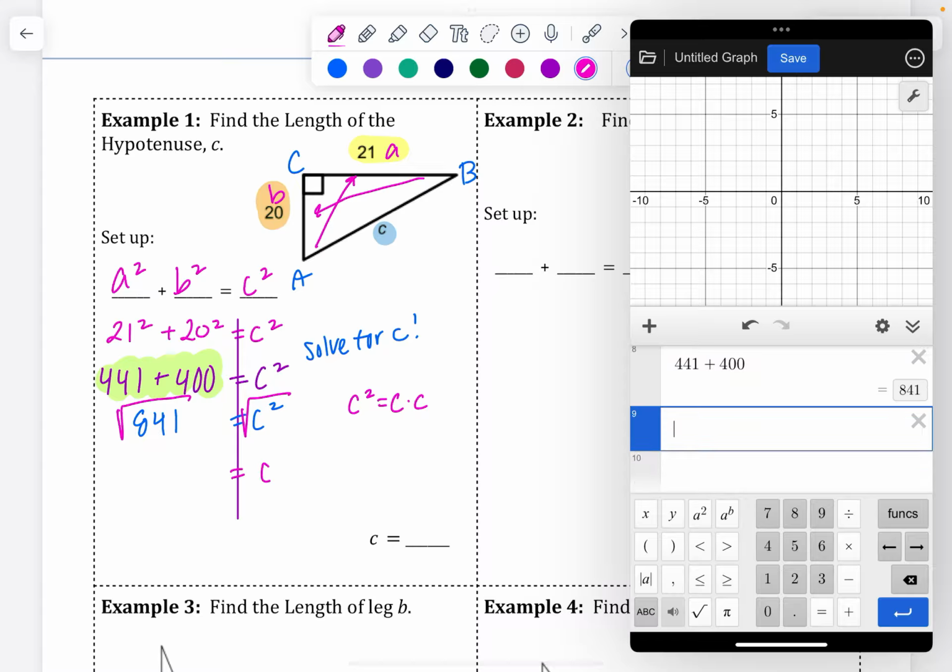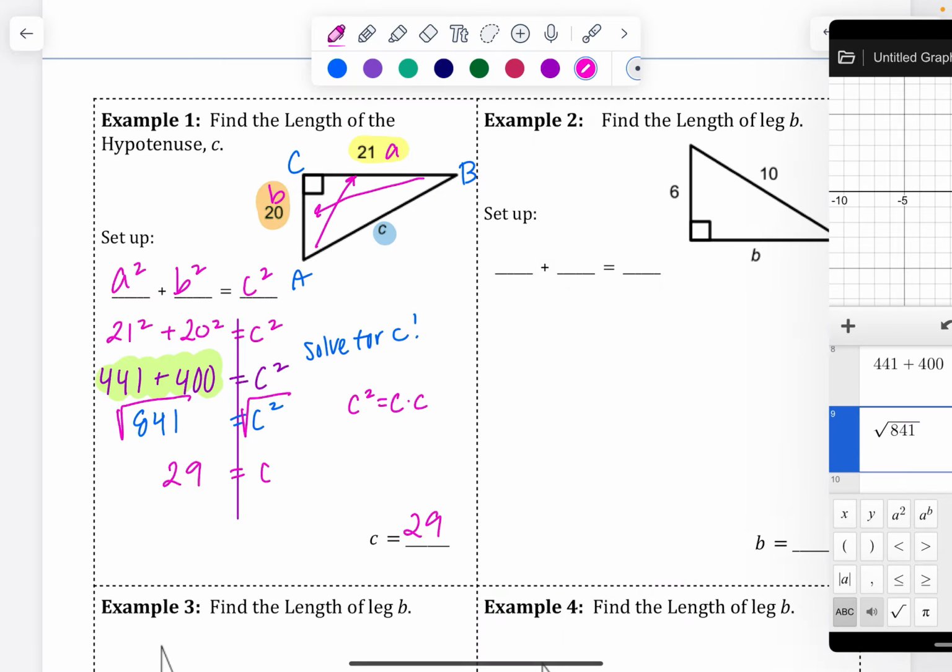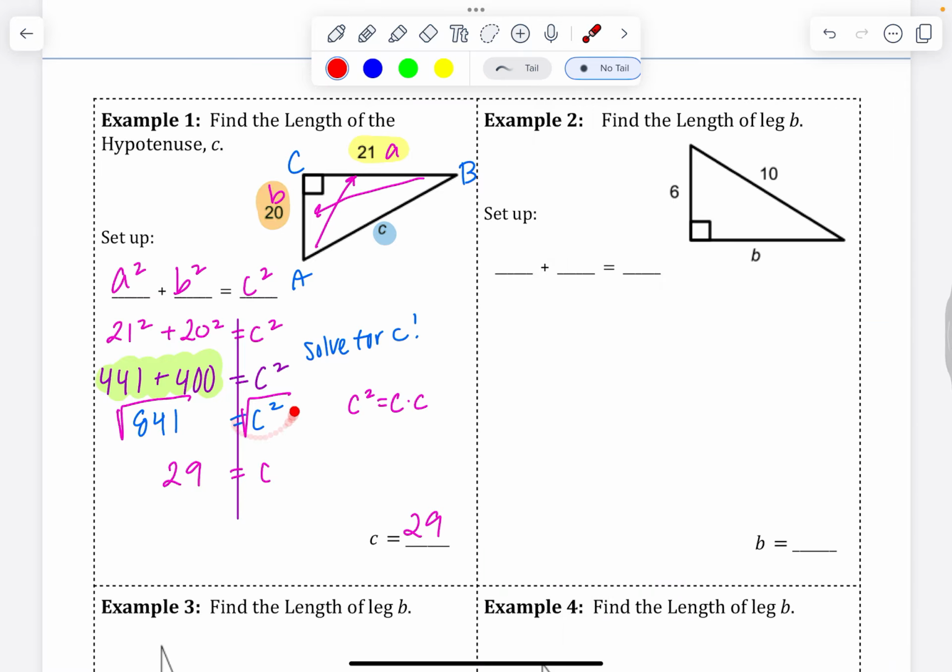Okay? And in my calculator, I'm going to type in the square root of 841, and that gives you a value of 29. So 29 would be your answer for C. Okay, this is the last step, is when you have C squared, you got to automatically think, okay, let's go ahead and take the square root of both sides.